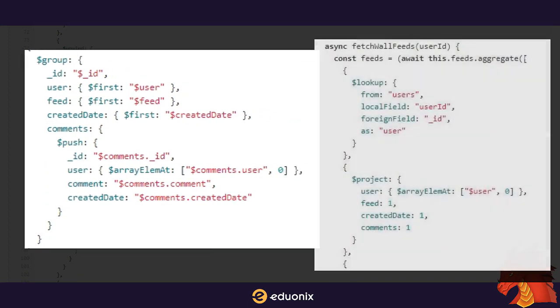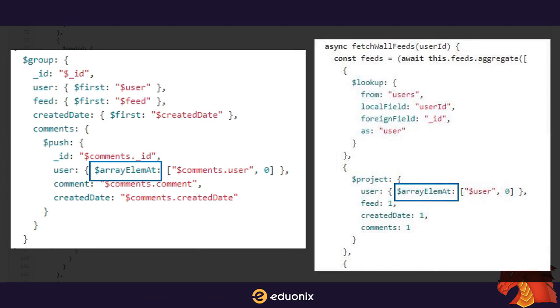The next accumulator operator, array element at, returns an element situated at the specified array index, in this case the 0th or first element. In the fetch user feeds and fetch wall feeds methods, the array element at accumulator operator returns, in an array of associated comments for a feed, the initial user who submitted a comment.